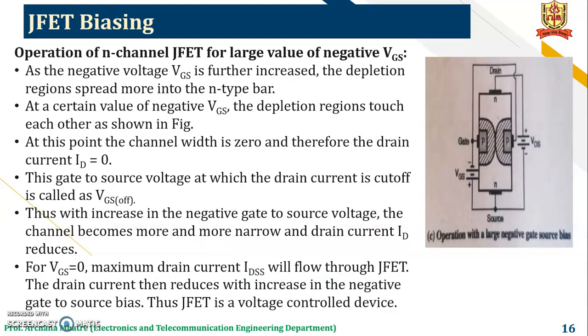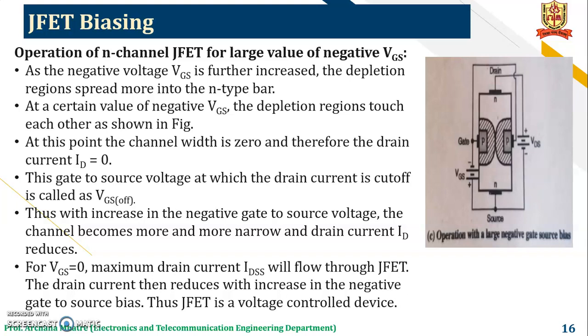Now next, operation with a large negative gate-to-source voltage. Here a large negative VGS is applied. As the negative voltage VGS is further increased, the depletion region spreads more into the N-type bar. Here you can see the width of the depletion region increases again, and at one point the regions touch each other. For VGS equal to 0, the maximum drain current IDSS flows through the JFET. The drain current then reduces as the negative gate-to-source bias increases.